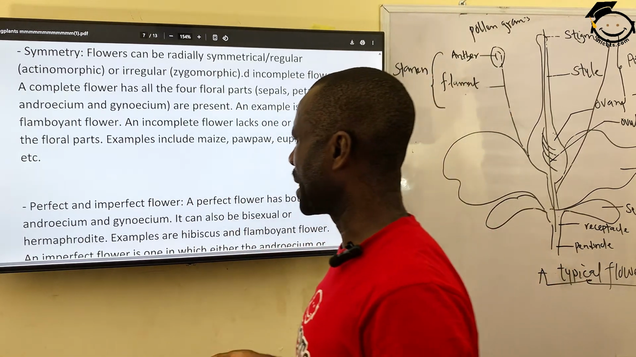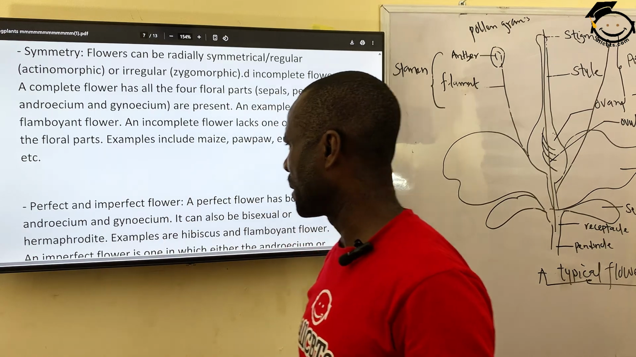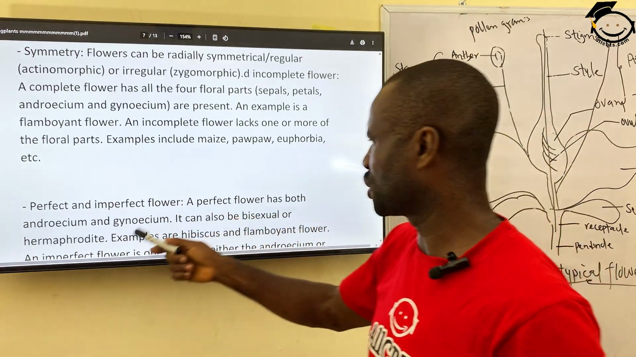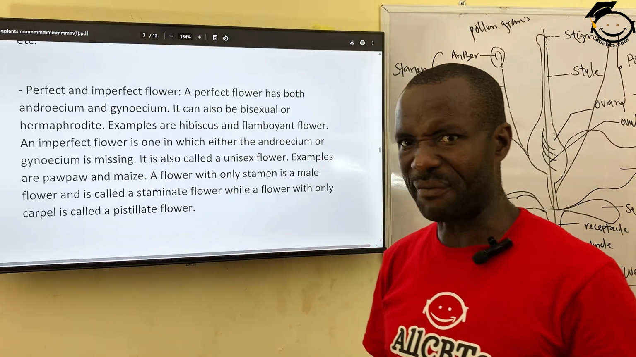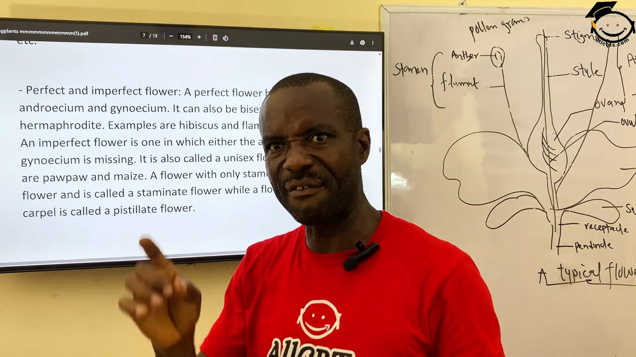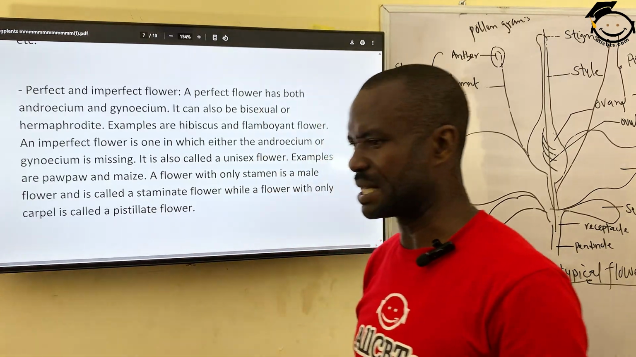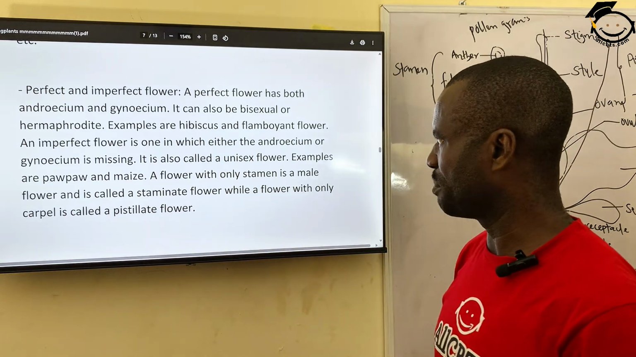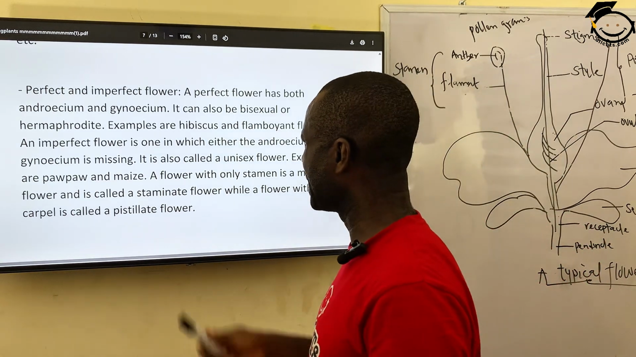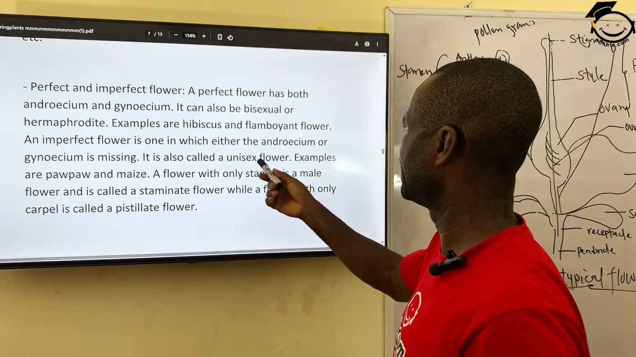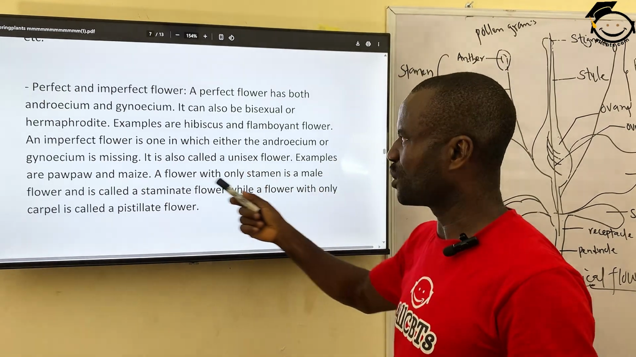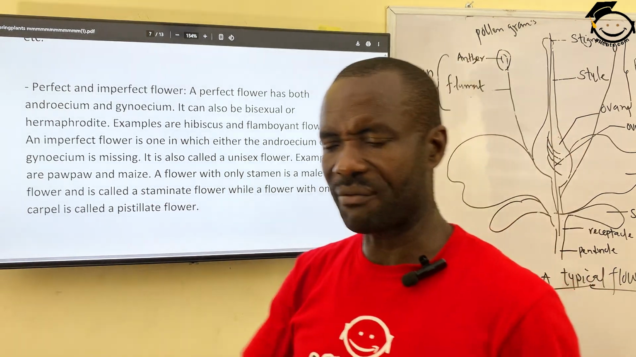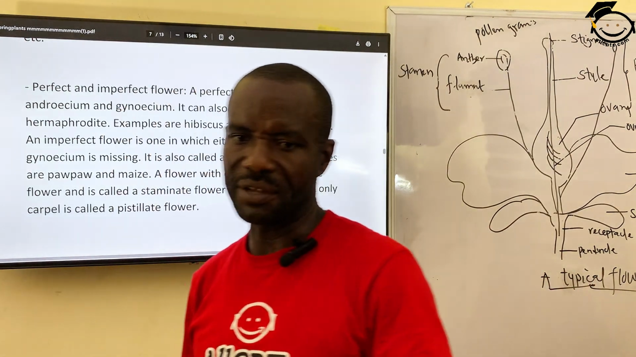Then we have perfect and imperfect flowers. When we say a flower is perfect, it has both androecium and gynoecium. A perfect flower has both male and female organs in it. Both androecium and gynoecium make a perfect flower. While an imperfect flower is one in which either the androecium or gynoecium is missing. In this case, a flower may have only the male or the female.